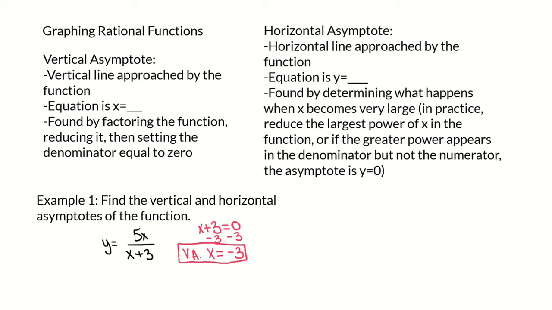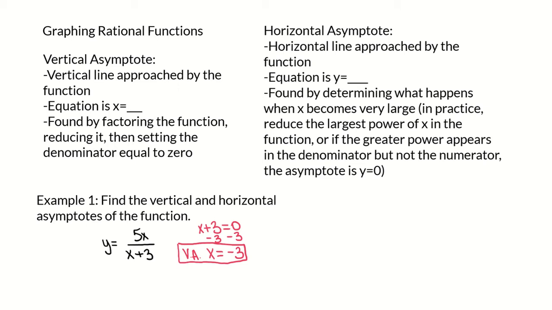So now the horizontal asymptote. This is a horizontal line approached by the function. Its equation is always y equals a number, and it's found by determining what happens when x becomes very large. What this looks like in practice is we look at the largest power of x in the function, and we ignore the other parts of the function. If the greatest power appears in the denominator but not in the numerator, the asymptote will be 0.